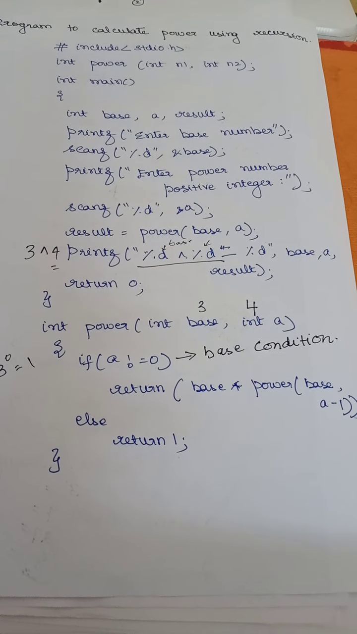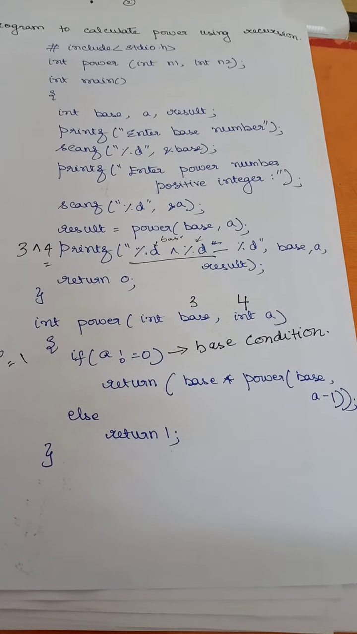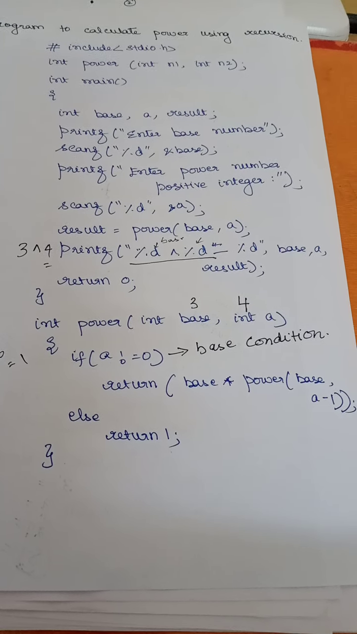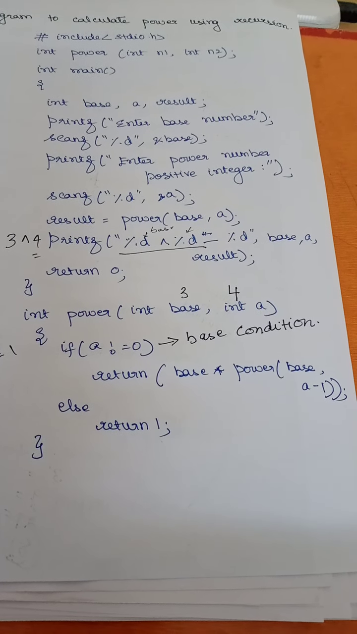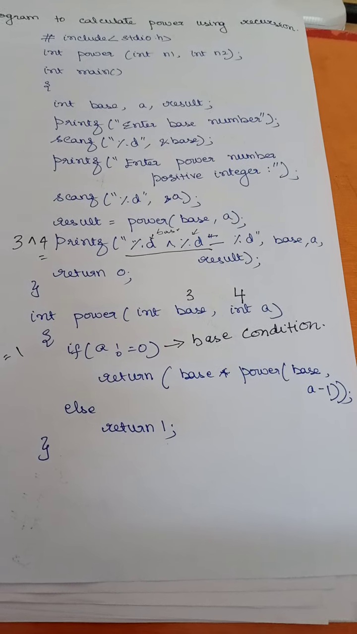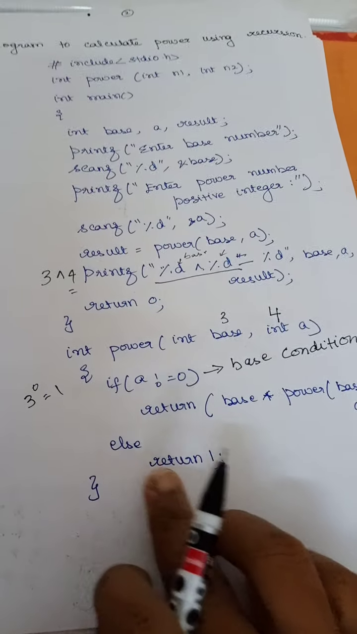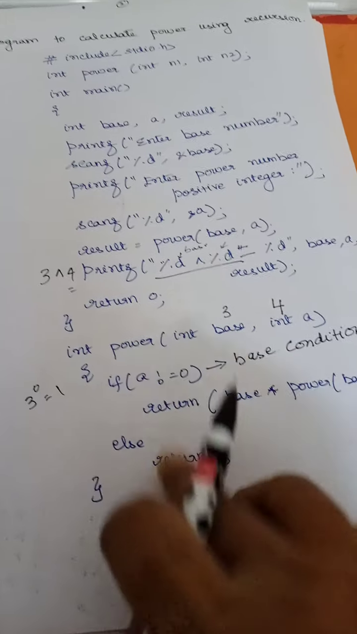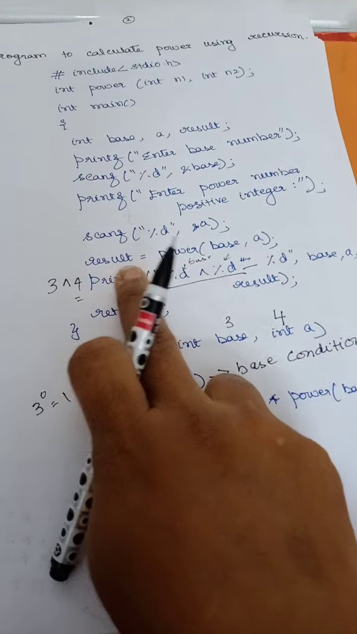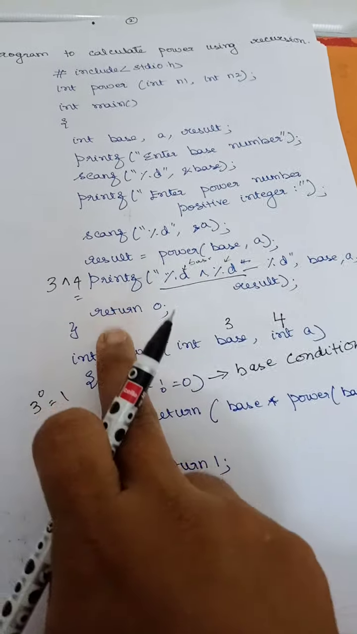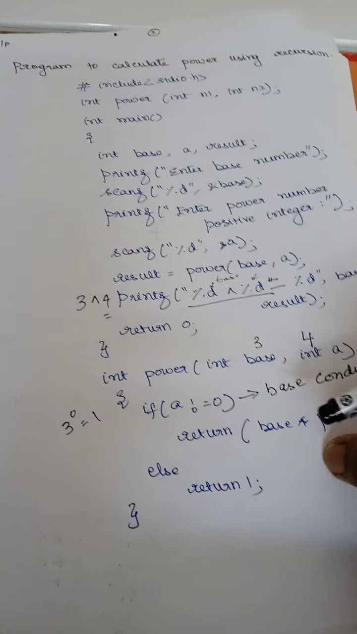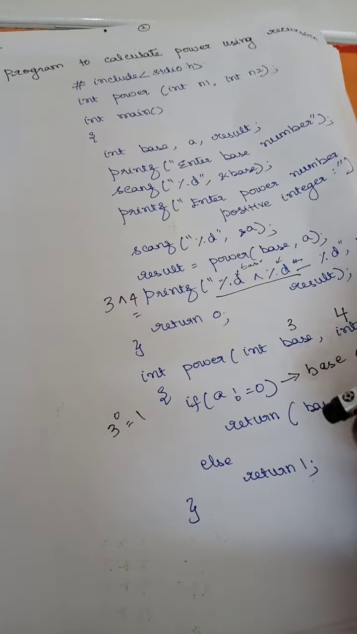If a is not equal to 0, then what do I have to do? Return base into power of base comma a minus 1, right? So now, this is the condition we have, else I am going to return 1, right? So whatever value I have got, that value I am going to print here. This is going to be the end of the main. Now we'll see with an example how this particular recursion works.